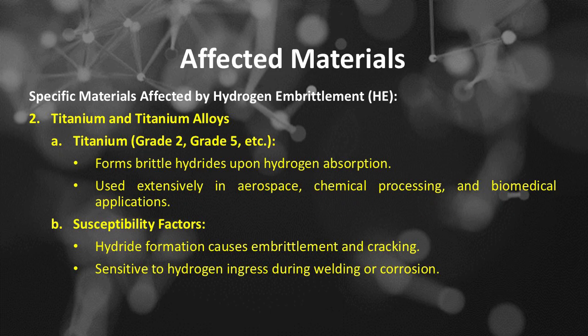Number 2 of specific materials affected by hydrogen embrittlement is titanium and titanium alloys, including titanium grade 2, grade 5, etc. It forms brittle hydrides upon hydrogen absorption, and is used extensively in aerospace, chemical processing, and biomedical applications. Titanium susceptibility factors include hydride formation causing embrittlement and cracking, and sensitivity to hydrogen ingress during welding or corrosion.